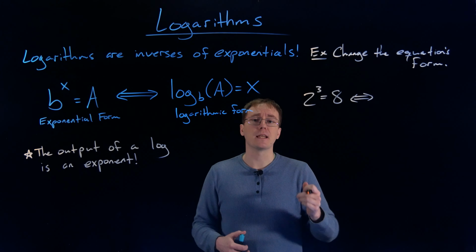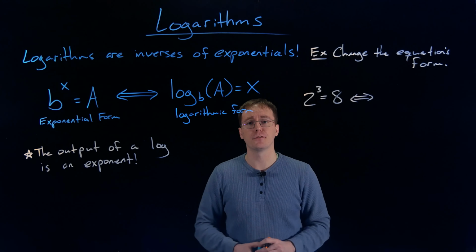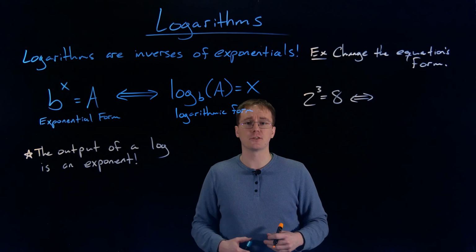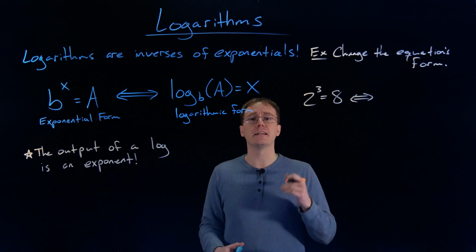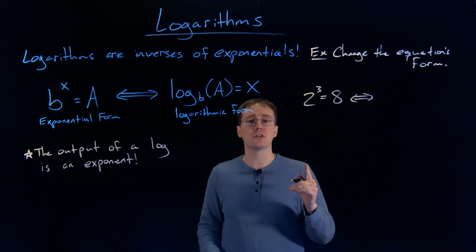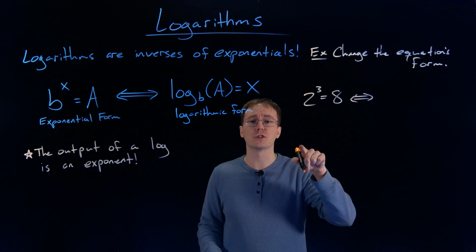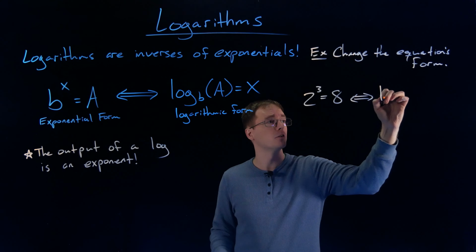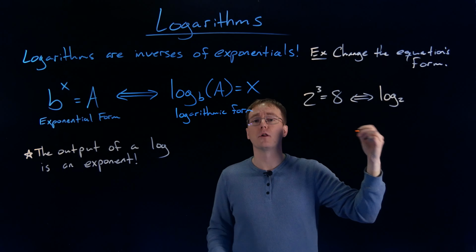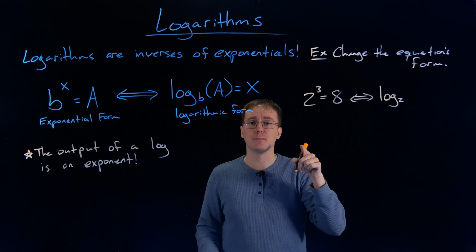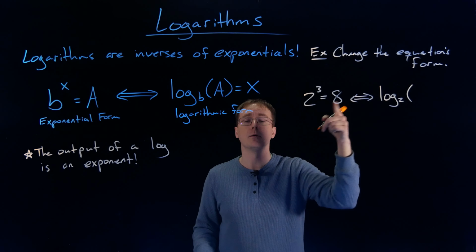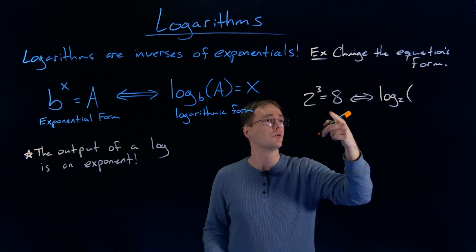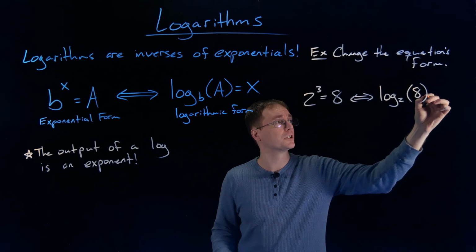So let's go ahead and start with this exponential equation. 2 to the power of 3 is equal to 8. We know that's true based off our multiplication tables and what we know about powers of 2. But what does this look like in its logarithmic form? Well, the base of our logarithm is always going to correspond to the base of the exponential. So we can start off with that. We're working with a log base 2 because the base of our exponential is 2. Then what goes inside of a logarithm is what comes out of the exponential. So that's going to be 8. That's our exponential value.